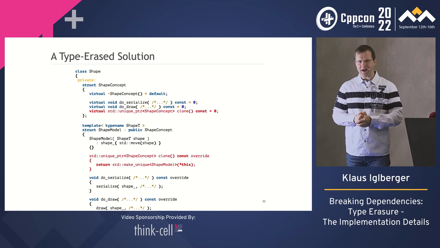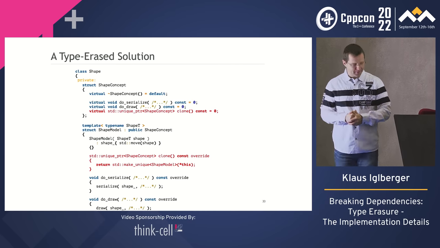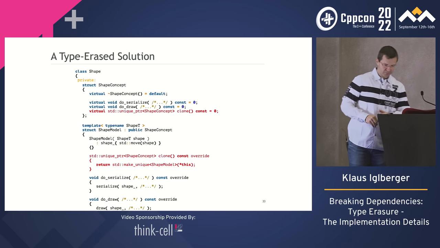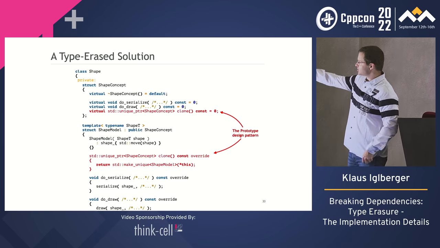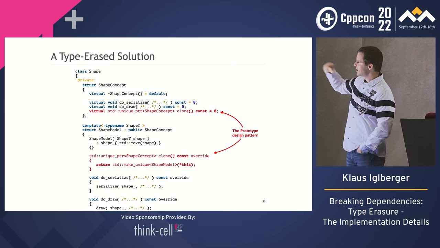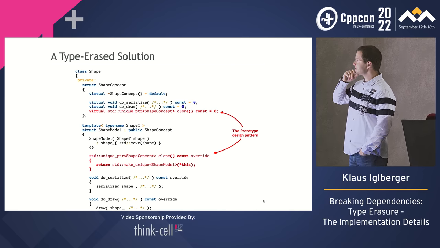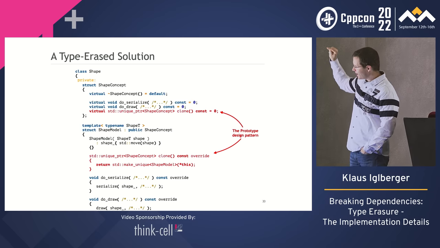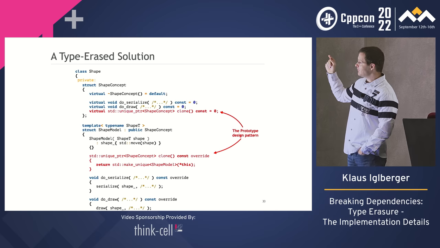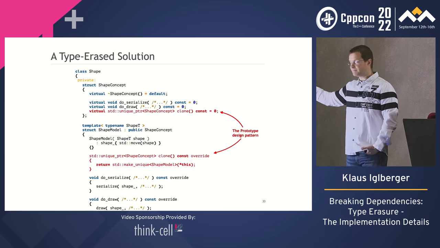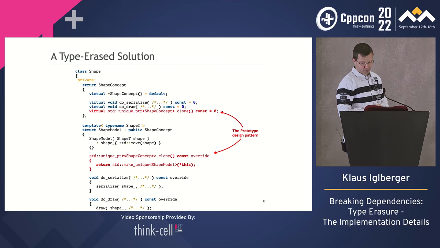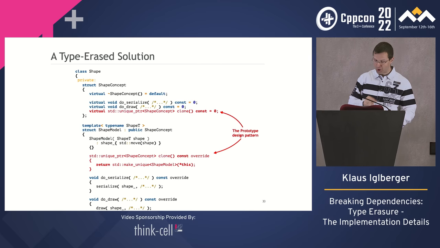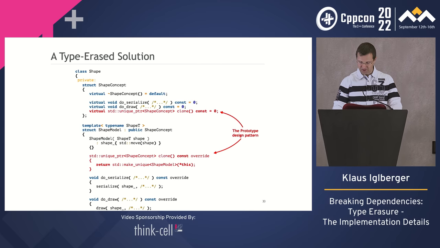Clone. I bet most of you have seen this before. This is another design pattern, a famous one, a Gang of Four design pattern, the prototype design pattern. So the clone function returns, in a base class, a unique pointer to a shape concept, but it's pure virtual. We have to implement it in the shape model, and we do return an exact copy of whatever is stored inside, whether it's a circle or square. At this point, we know for sure, and we can create the according model.